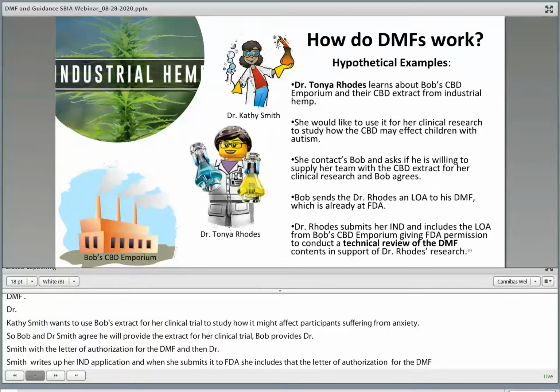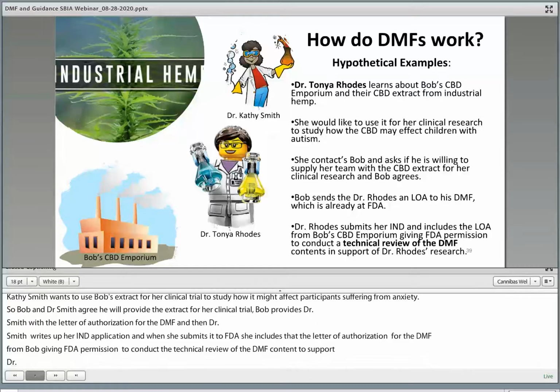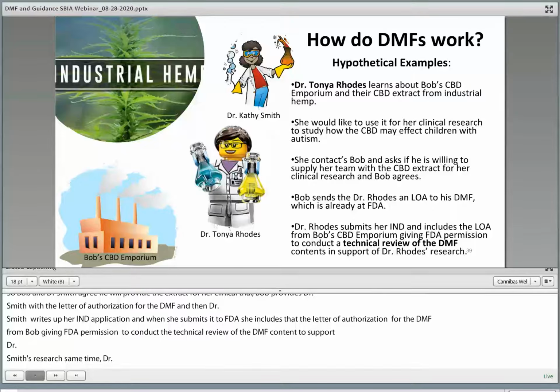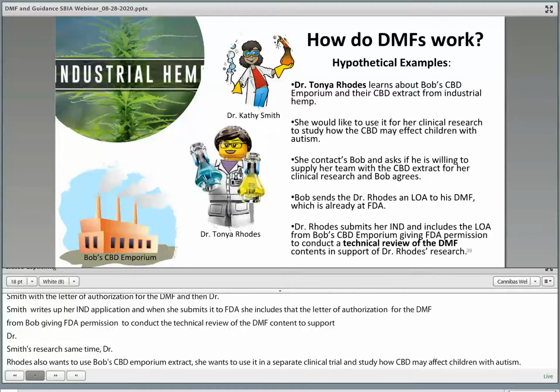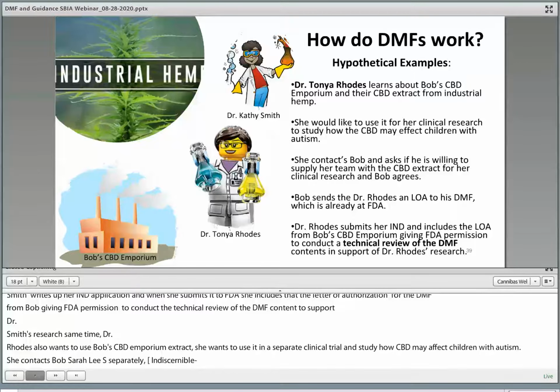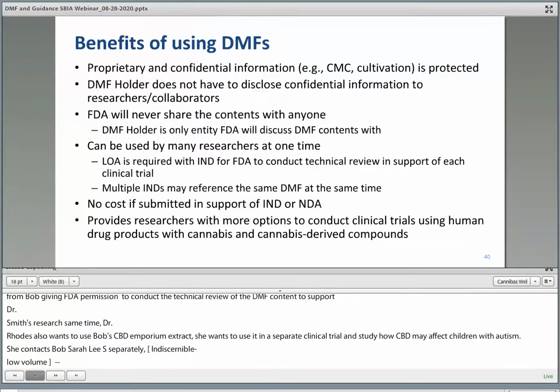Now, at the same time, Dr. Rhodes also wants to use Bob's CBD Emporium CBD extract. She wants to use it in a separate clinical trial. She wants to study how CBD might affect children with autism. She contacts Bob separately. They agree that he will provide her with the extract. And then Bob sends Dr. Rhodes an LOA to his DMF, which has already been accepted by the FDA administratively. And then Dr. Rhodes creates her IND submission, includes that LOA to Bob's DMF. That gives FDA permission to conduct a technical review of the DMF and its contents to support Dr. Rhodes' research.